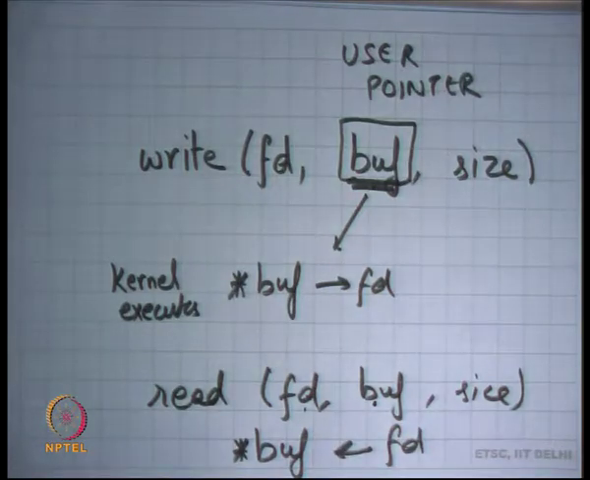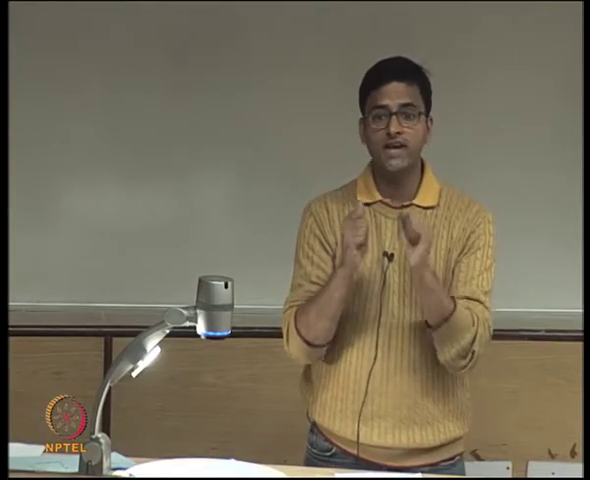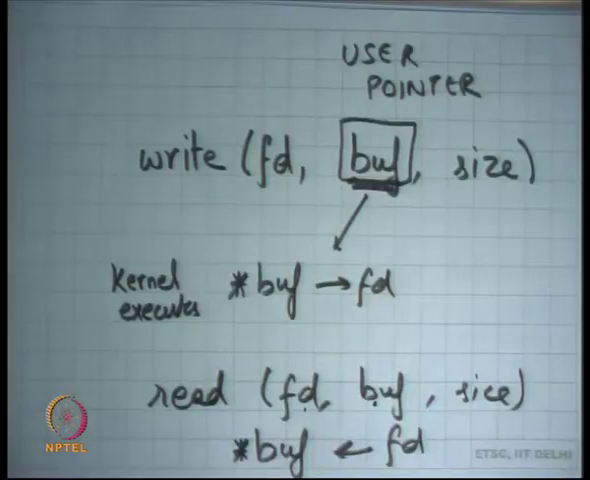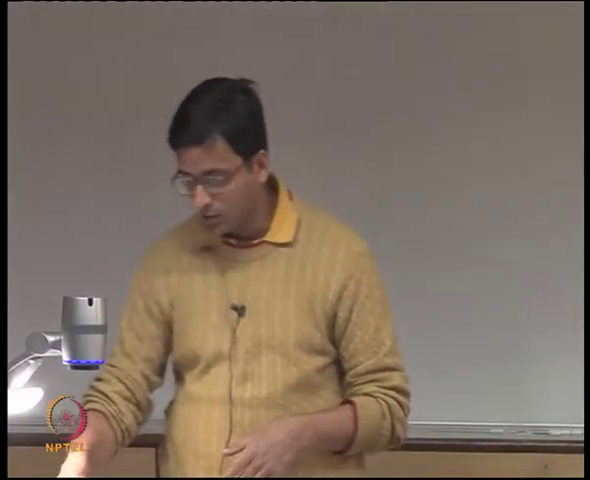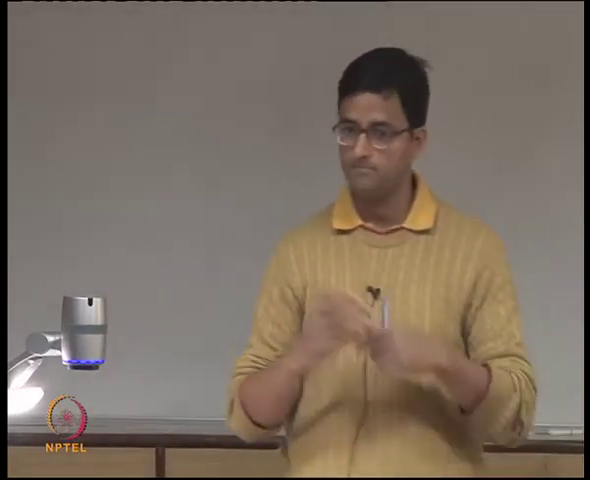A user pointer is supposed to be untrusted in the kernel. A kernel should never trust a user pointer. It should always check the validity of a user pointer before ever dereferencing it. So what kind of checks can the kernel make? Well, one thing is buff should never be above kern base. Buff should always be a value below kern base. Is that enough?